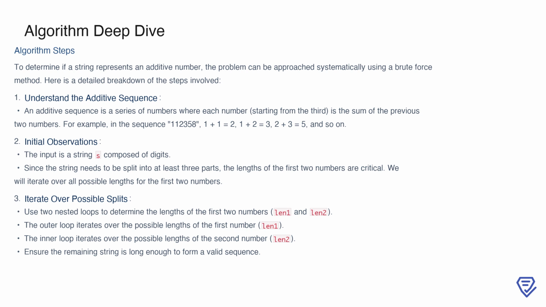Now, since the input is a string of digits, our goal is to split it into at least 3 parts, ensuring that the first two numbers lead to the subsequent numbers following the additive property. To achieve this, we need to iterate over all possible lengths for the first two numbers. Using two nested loops, we can systematically explore all valid combinations of lengths for the first and second numbers, denoted as len1 and len2. While iterating, we also verify that the remaining portion of the string is long enough to form a valid sequence. These initial steps help us establish a framework for testing potential additive sequences.